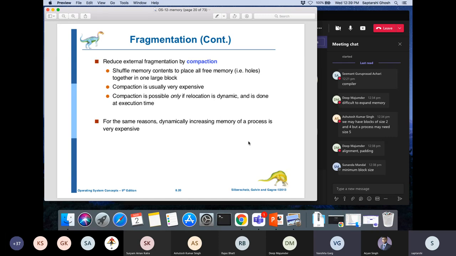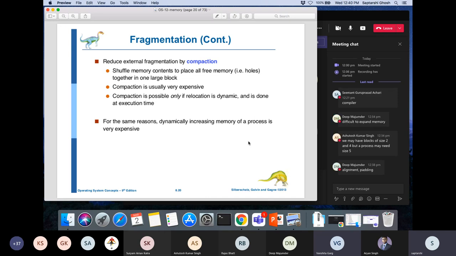Now, you might say external fragmentation can be reduced by compaction. That means shuffling the memory contents to place all free memory together in one large block. Let's say there are 3 holes of 5 KB, 10 KB, and 25 KB, and you move the processes around in memory so that all these holes come to one side to form a large chunk of free space. That is possible. People did try out compaction, but it is very expensive, so usually it is avoided.